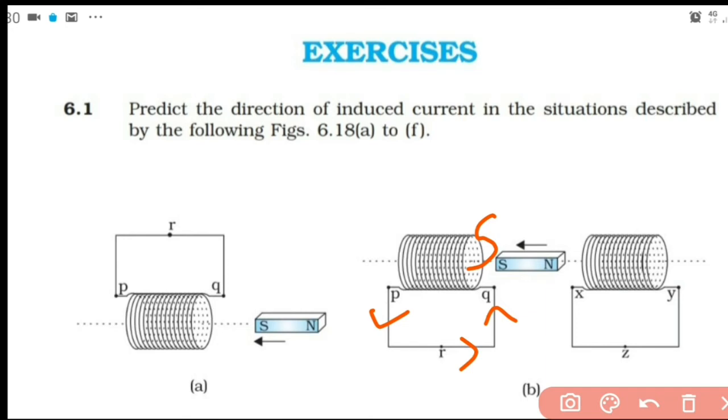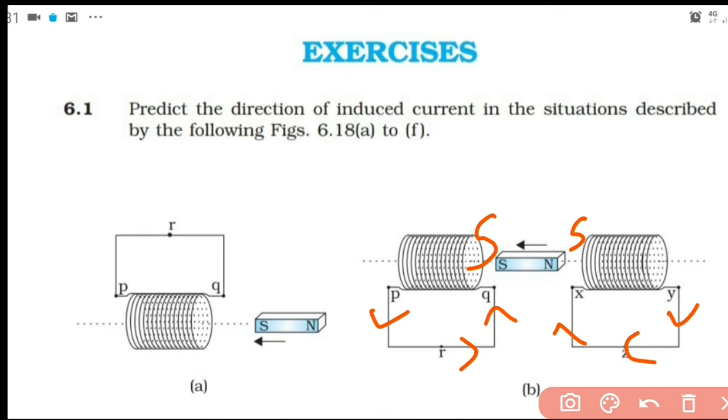Coming to the right side coil, north is going away from that coil. So here, to oppose that, again on that side, south pole should be induced. For south pole to be induced, current should flow in clockwise direction. In the second loop, when current flows in clockwise direction, this is the direction of current. That means YZX. Okay, so the direction of current is YZX.